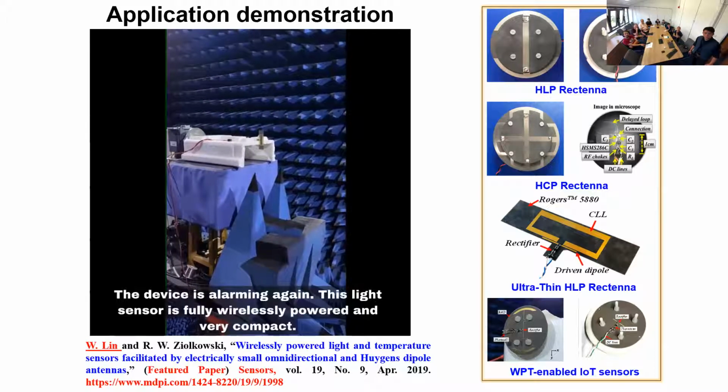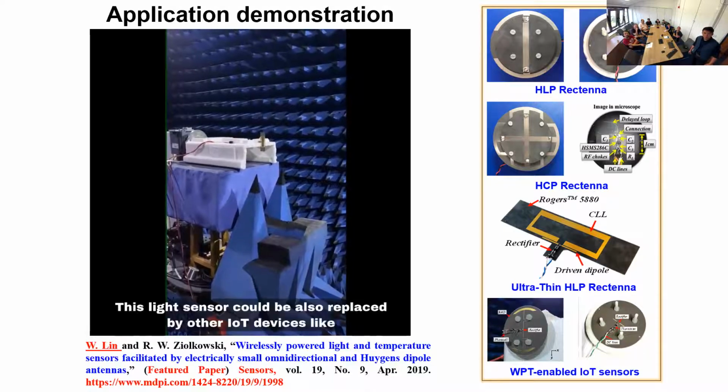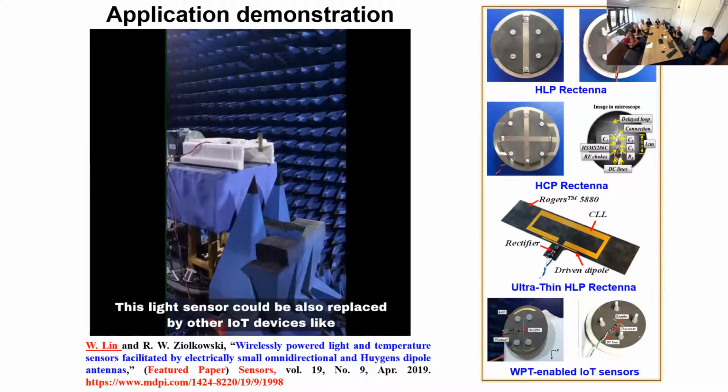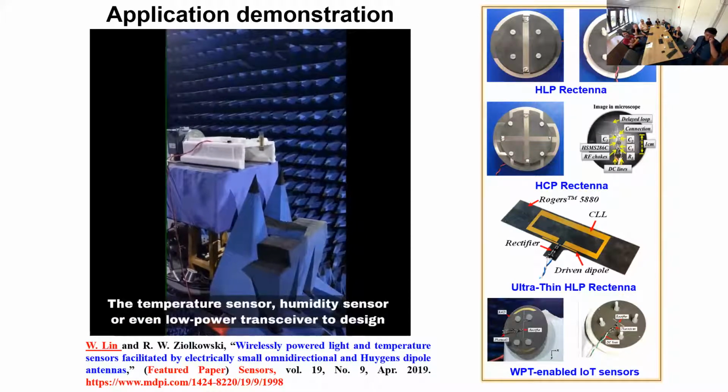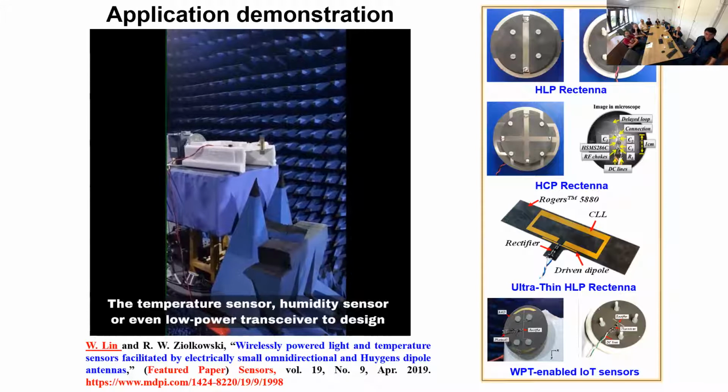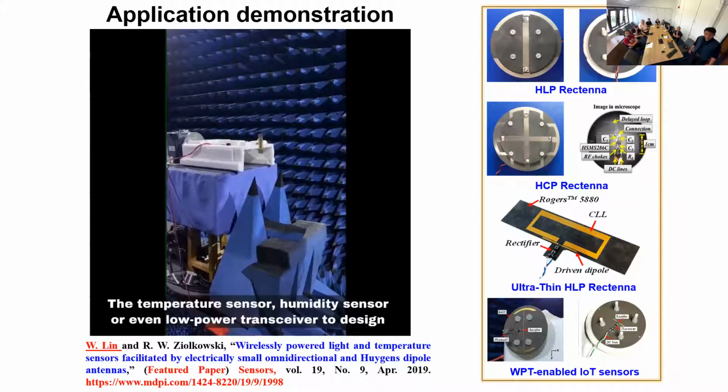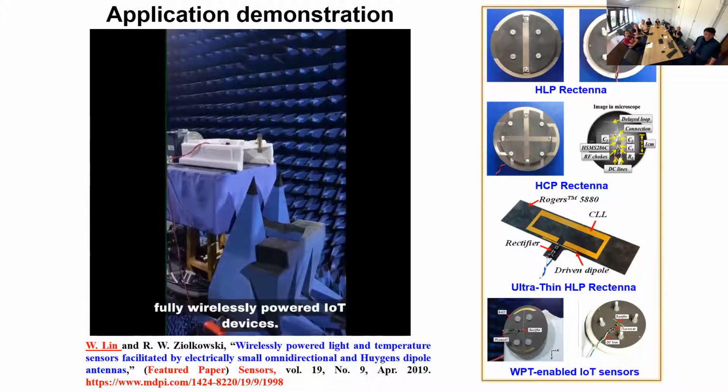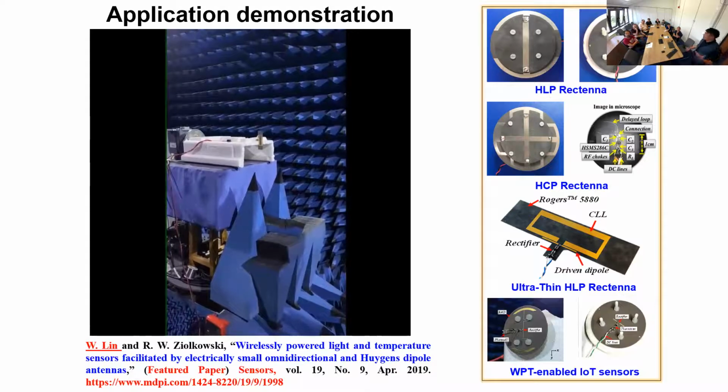This light sensor is fully wirelessly powered and very compact. This light sensor could also be replaced by other IoT devices, like a temperature sensor, humidity sensor, or even a low-power transceiver, to design fully wirelessly powered IoT devices. So this short demo shows how this fully wirelessly powered system works.